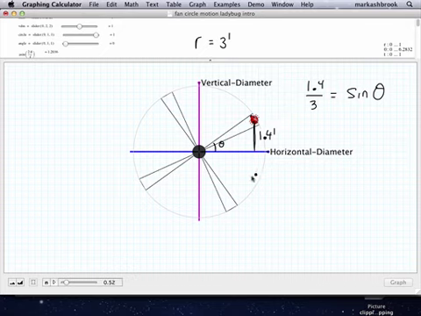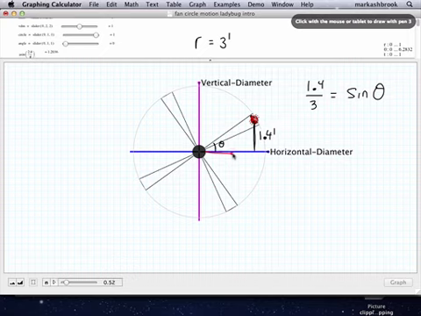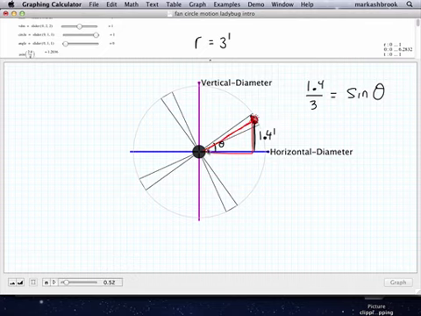Okay, so now watch. I'm going to make a right triangle out of this. No, it's not a 30, 60, 90. It could be any triangle. It's going to make our right triangle right there. So what is this length right here? 3 feet.